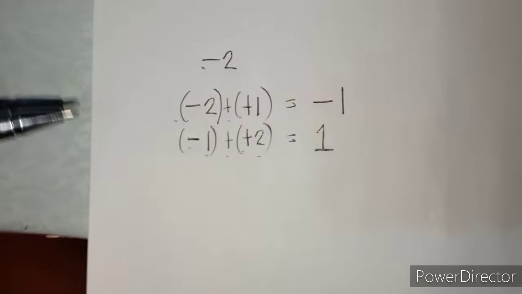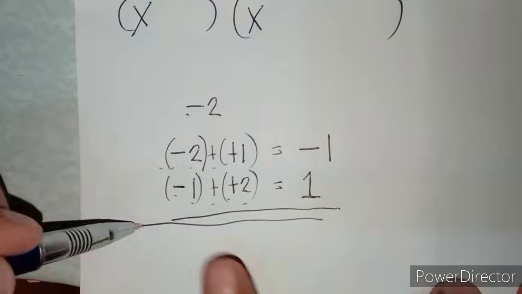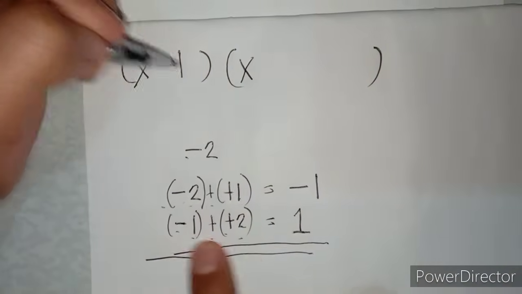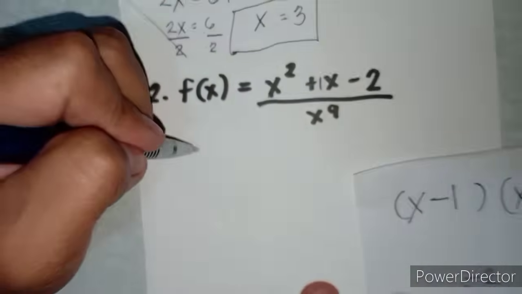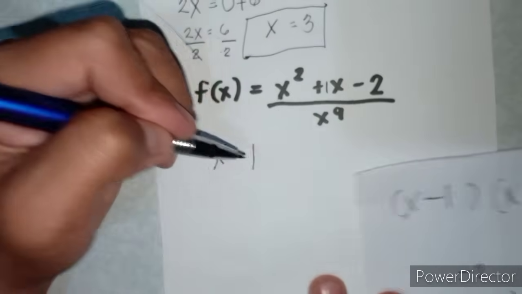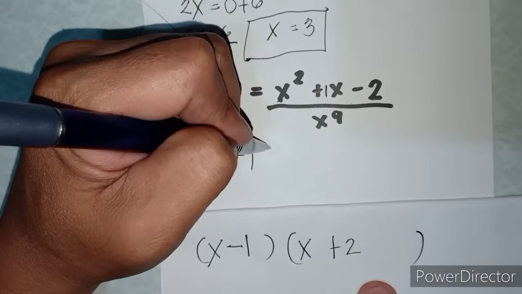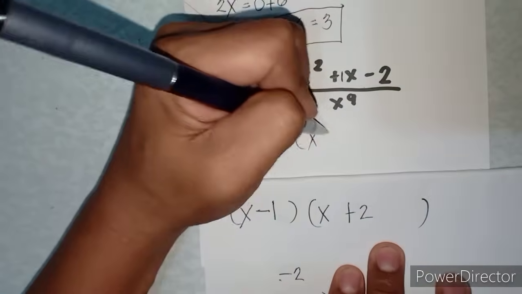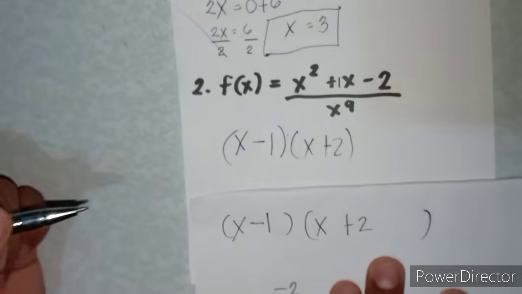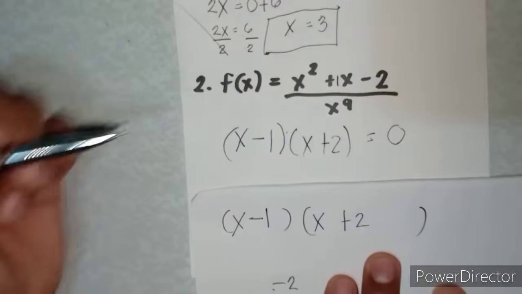Therefore, ang gagamitin mo ay ito. Meron ka na ngayong negative 1 and positive 2. Therefore, we have now x minus 1 and x plus 2. Tama? Yes. Equate natin siya kay 0.